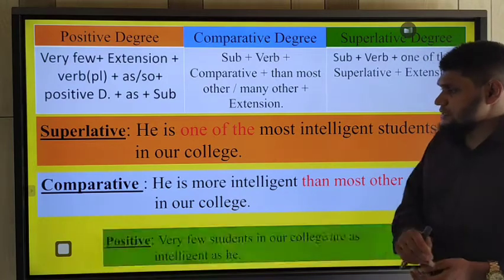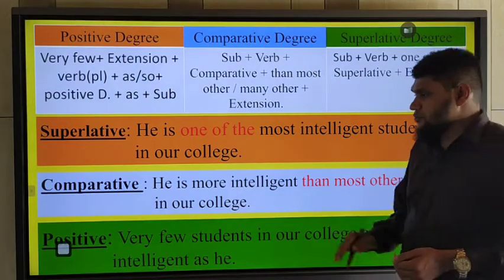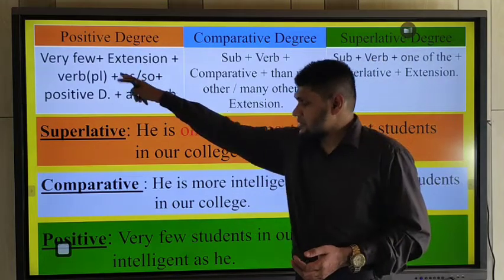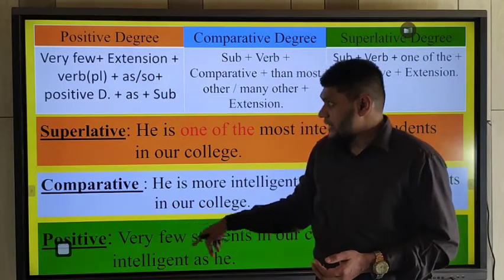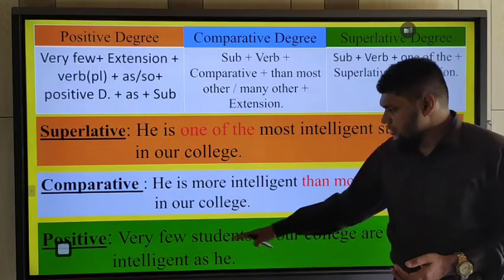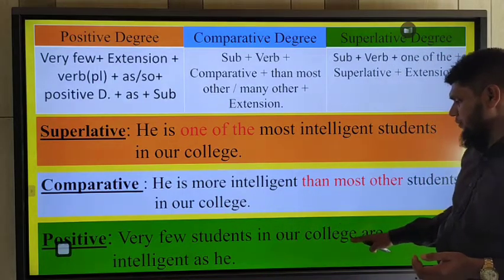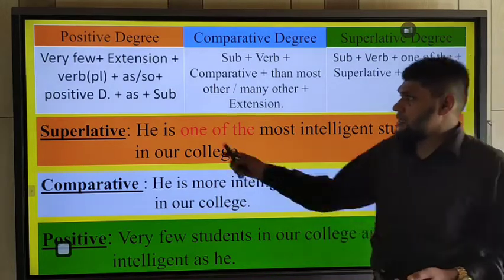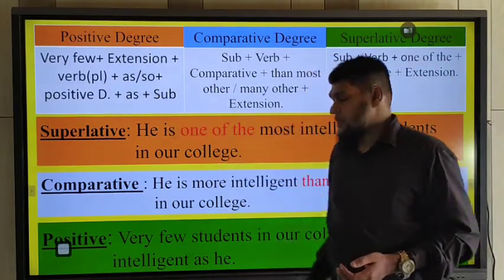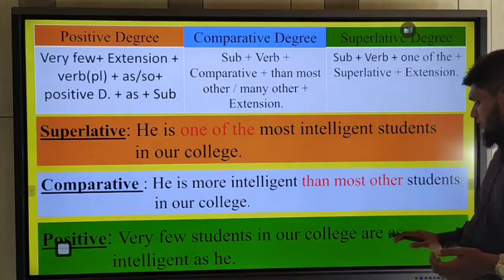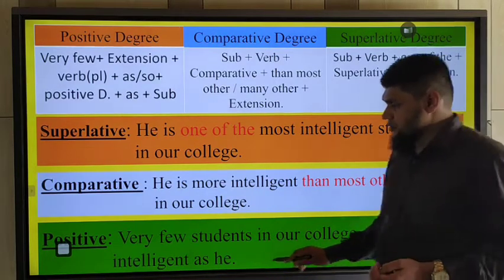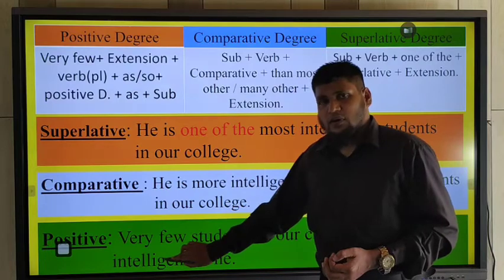Now, if you want to change it into positive degree, what will you do then? You should use "very few", like this structure. You should use at first "very few", and then you should use the extension: very few students in our college. Very few students in our college. Then you should use the verb in plural form. PL means plural. So you should use the plural of the verb, and then you should use "as" or "so", and then you should use the positive form of the degree.